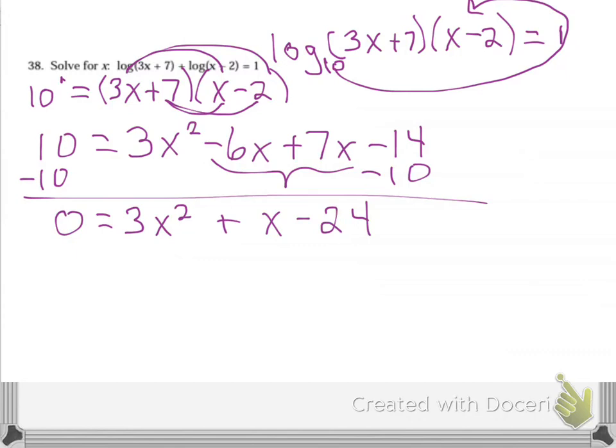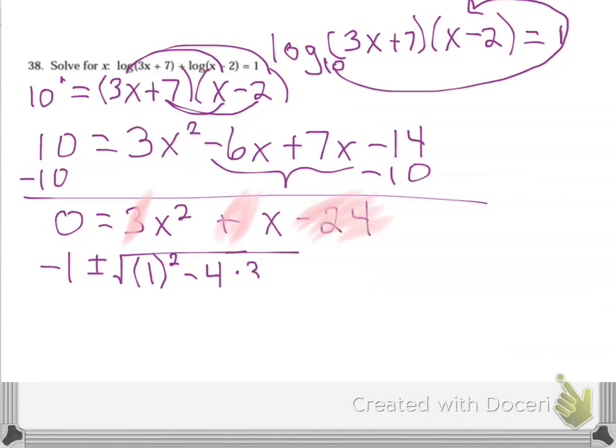which says the opposite of b, and let me remind you where I find a, b, and c from. A is the number in front of x squared, b is the number in front of x, including its sign, and c is the constant, the one without an x at all. So the opposite of b is not 1, it's actually negative 1, plus or minus the square root of b squared minus 4 times a times c all over 2 times a.